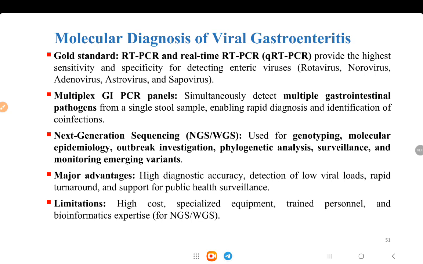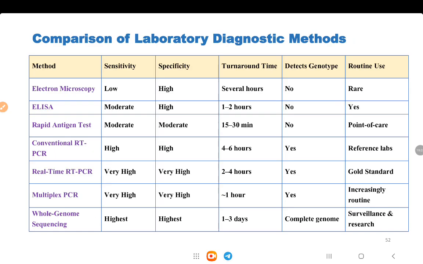But it has some limitations. It is high cost, needs specialized equipment, trained personnel, and bioinformatics expertise, meaning a specialist in genetic analysis. This table shows a general comparison between different laboratory diagnostic methods, their applications, advantages and limitations for detecting different enteric viruses.